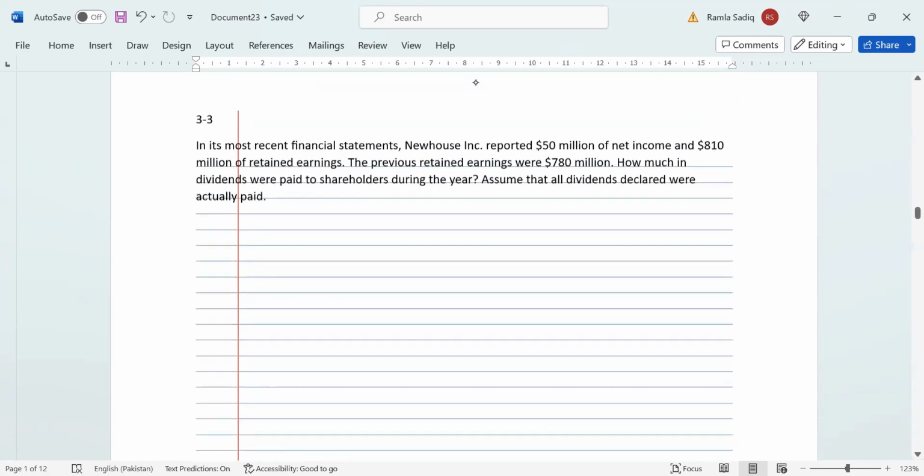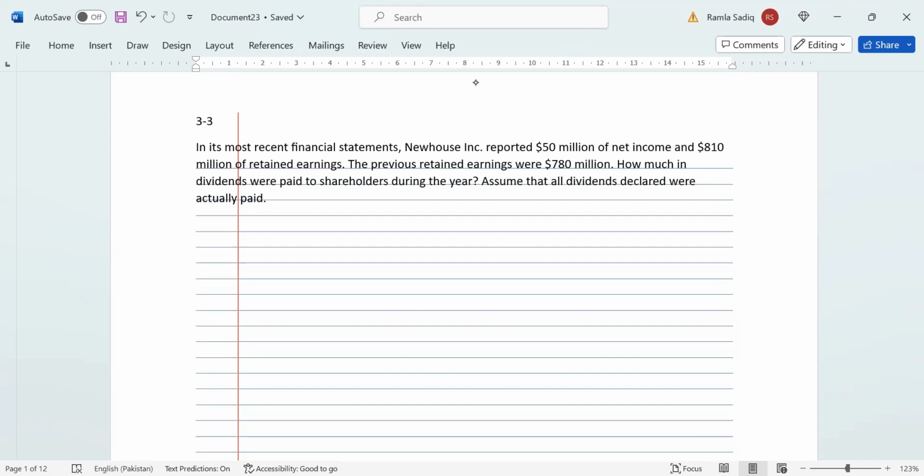All right, moving forward into 3-3. 3-3 says, in its most recent financial statements, Newhouse Incorporated reported $50 million of net income and $810 million of retained earnings. The previous retained earnings were 780 million. Okay, so we've got net income, current retained earnings, and previous retained earnings. How much in dividends were paid to shareholders during the year? And assume that all dividends declared were actually paid.